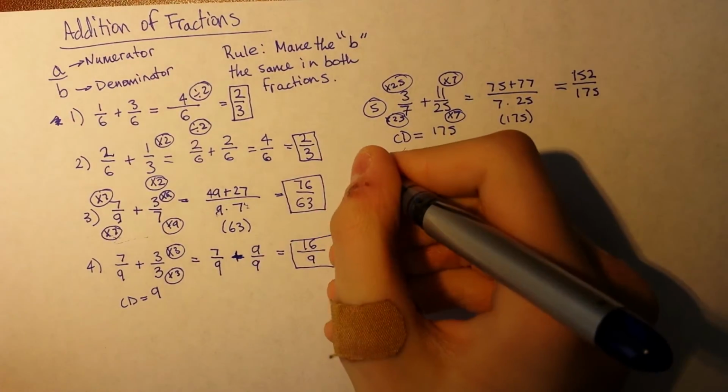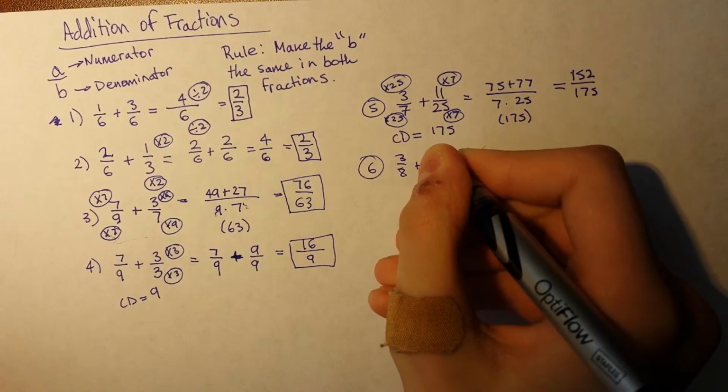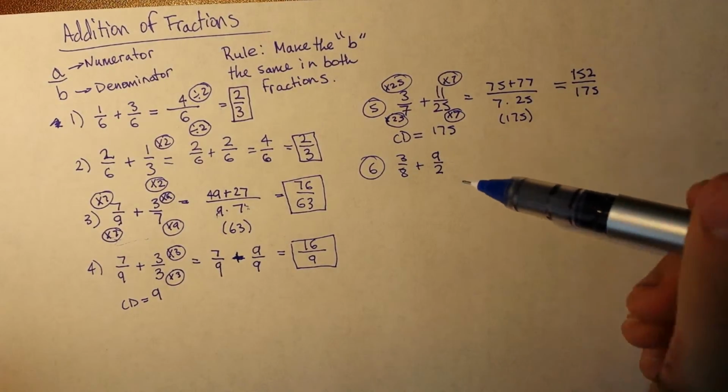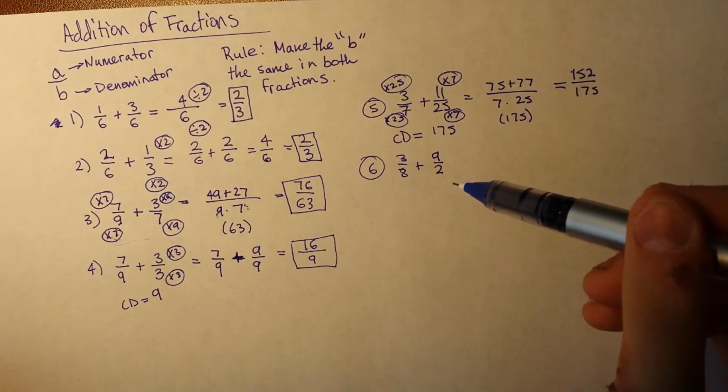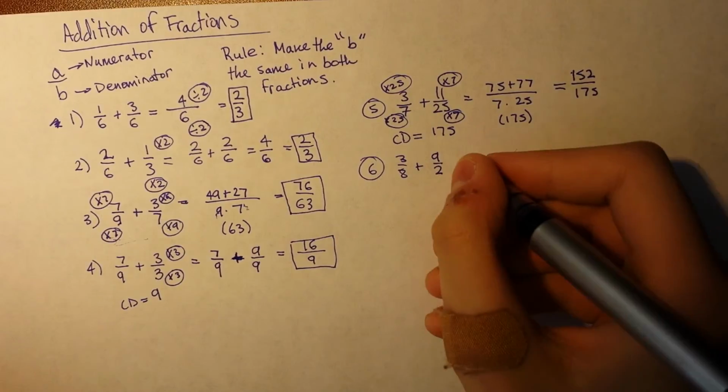Let us do a sixth one. Let us do our final example, 3 over 8 plus 9 over 2. So don't be afraid, with fractions the numerator can be more than the denominator. It is possible. This means that it's just more than 100%.